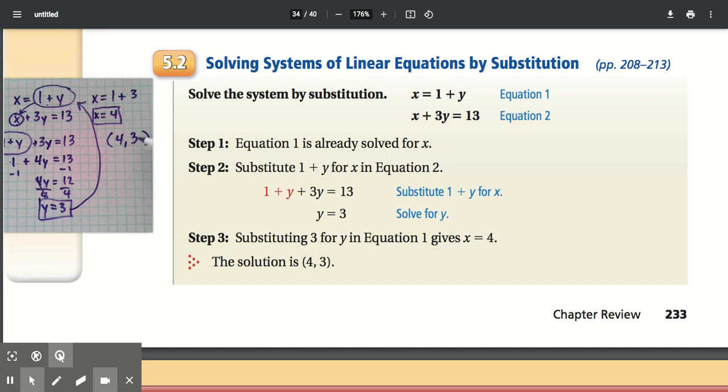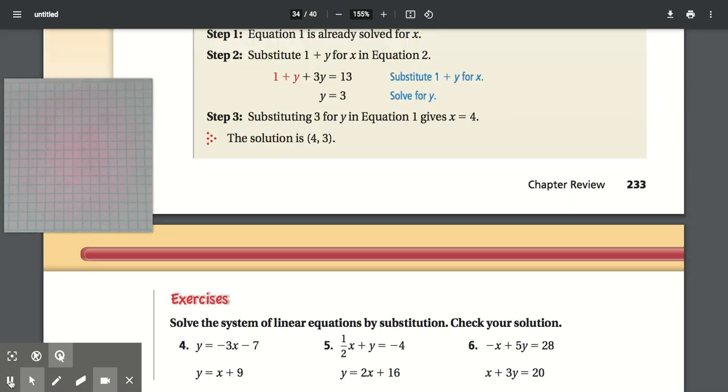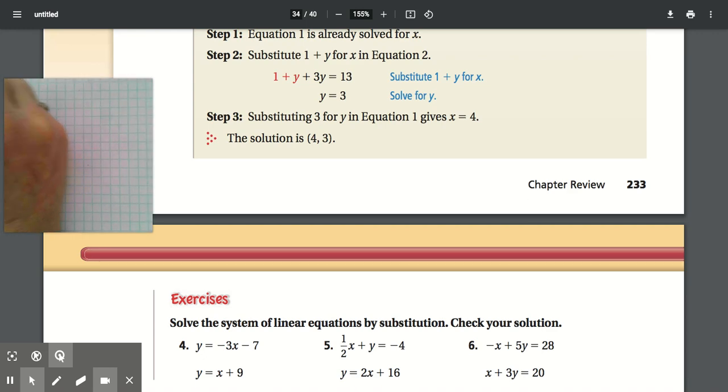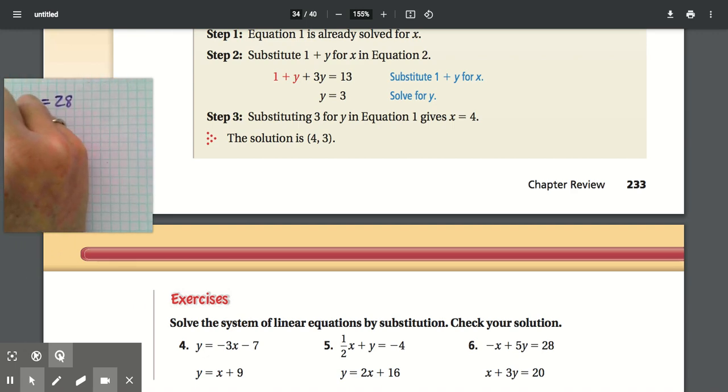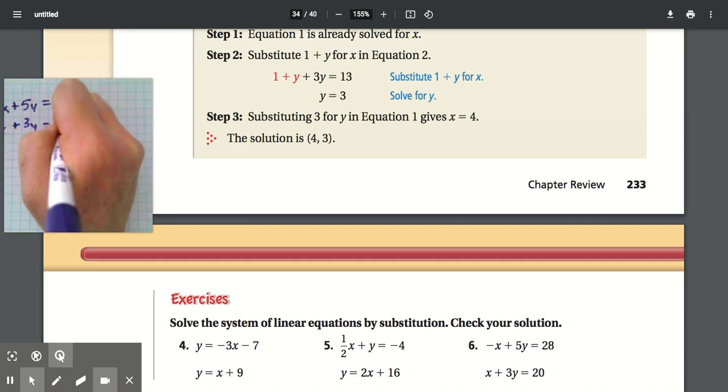We just used substitution to solve for that ordered pair, or the solution to the equation. So let's do a couple of these. Let's do number 6. It's a little bit more complicated. Number 6 says negative x plus 5y equals 28, and x plus 3y equals 20.